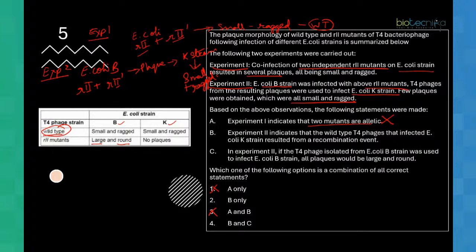Let's have a look at statement B. Experiment 2 indicates that the wild type T4 phages that infected E. coli K strain resulted from a recombination event. Now, this experiment 2 actually shows recombination. We allowed both the mutants to grow in E. coli B, so they recombine there and result in the formation of wild type. This wild type, when it infects the K strain, will produce small and ragged plaques. So this actually shows a recombination event. So statement B is correct.